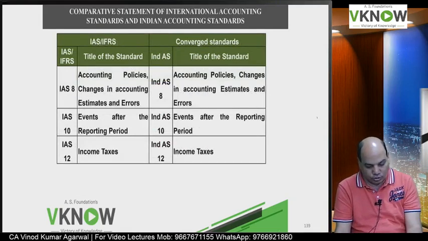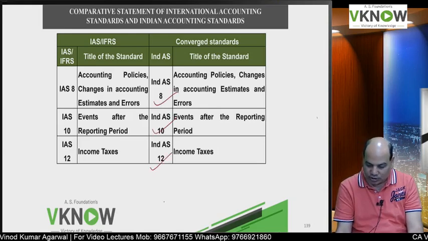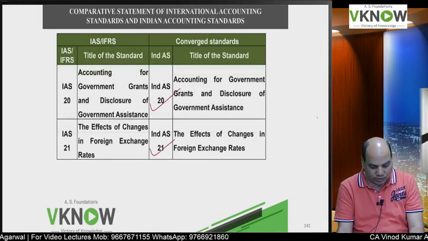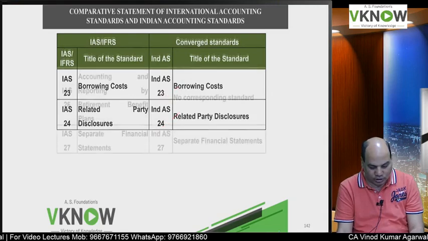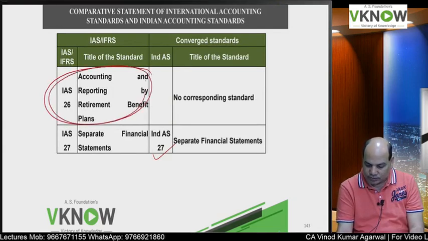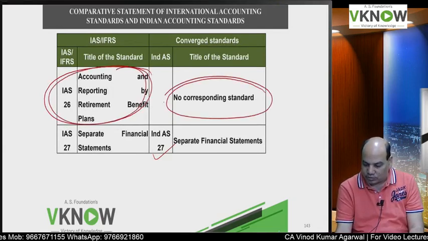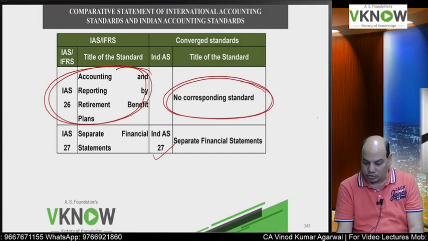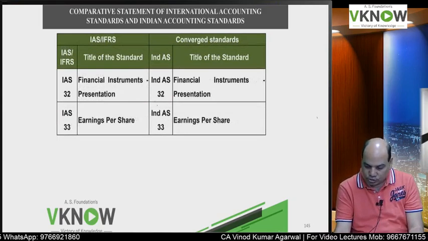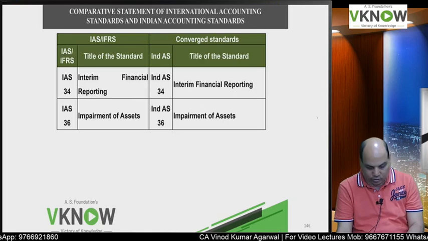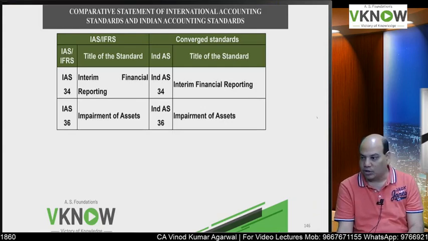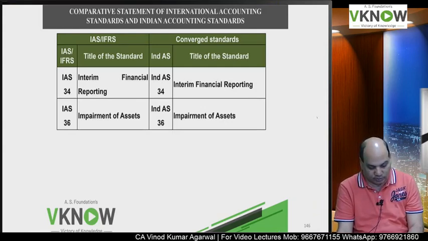Ind AS 1, 2, 7, 8, 10, 12 are in the syllabus. 16, 19 are in the syllabus. 20, 21 are in the syllabus. 23, 24 are in the syllabus. 27. But for IAS 26, as we said, right now in India we don't have a corresponding standard. So enjoy. Then 28, 29 is applicable. 32, 33 is applicable. Then there was Ind AS 29 also in your book, not applicable in your syllabus.